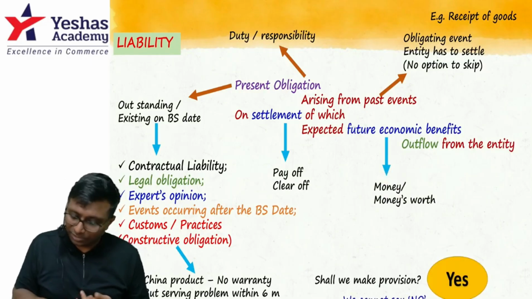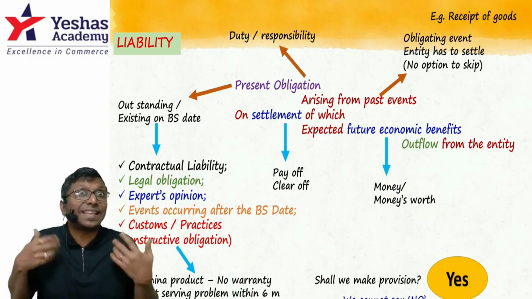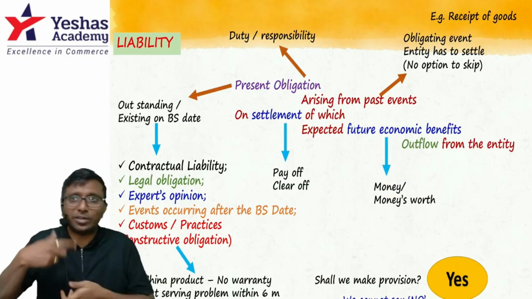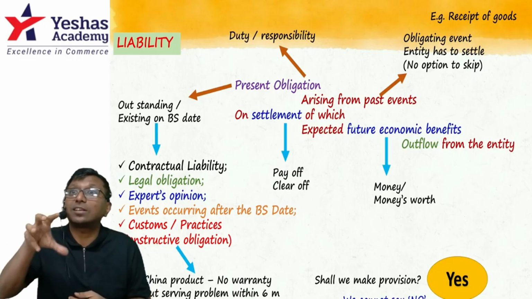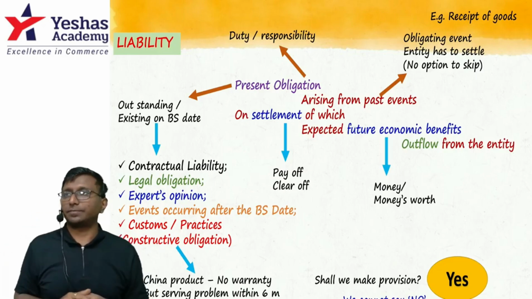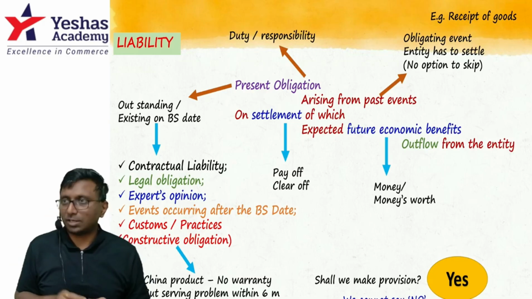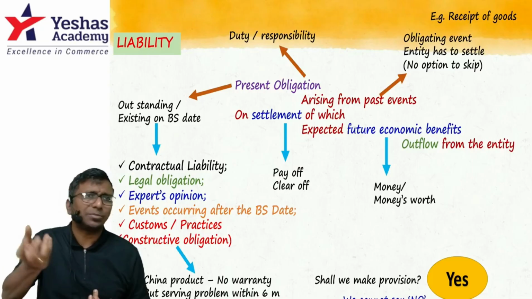Correct. Do you need to make a provision? Yes. We can say no, but we'll never say it. Now, is it binding? How is it binding? Self-binding. That is called constructive obligation. Diwali bonus, sir. Correct. Now, Diwali bonus or something like that, generally.